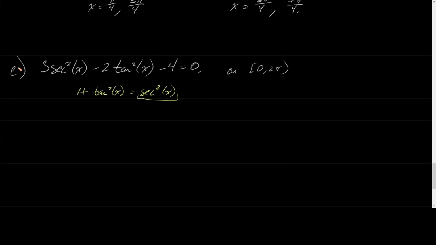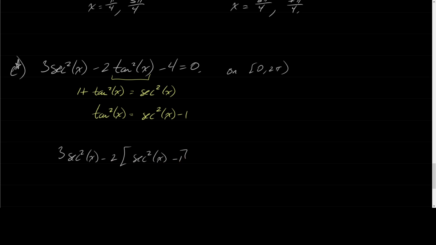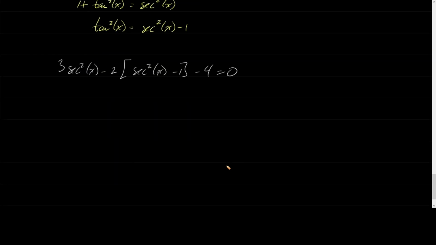And we're going to do the same problem, but we're going to call this E star. Now, rather than replace the secant squared like we did in the last problem, what we're going to do here is rewrite this equation as tan squared of x is equal to secant squared of x minus 1. And now we're going to replace tangent squared. So this version would look like 3 secant squared of x minus 2 times, instead of tan squared, I'm writing secant squared minus 1. Then we have that minus 4 equaling 0. Now, distributing this negative 2, I end up with 3 secant squared of x minus 2 secant squared of x plus 2 minus 4 is equal to 0.